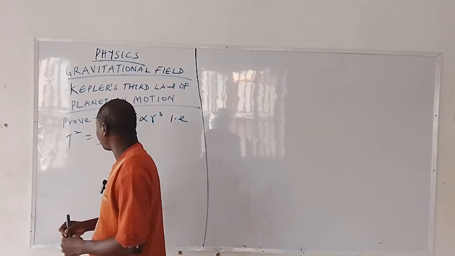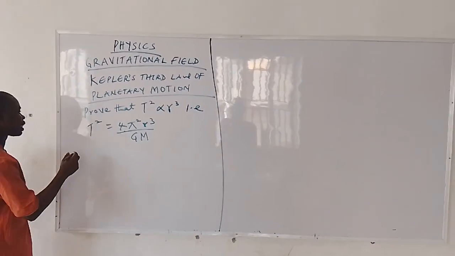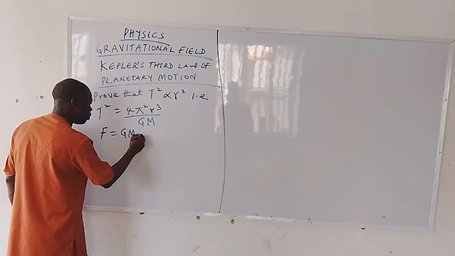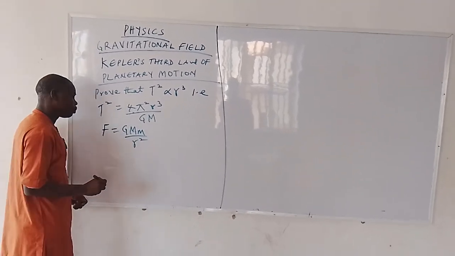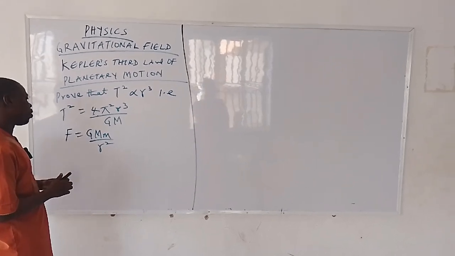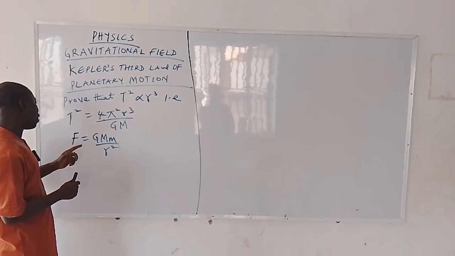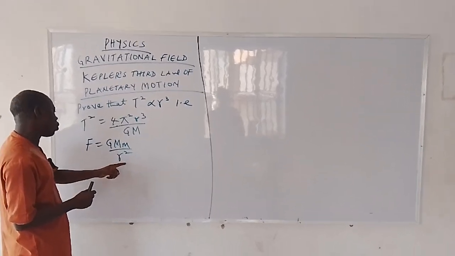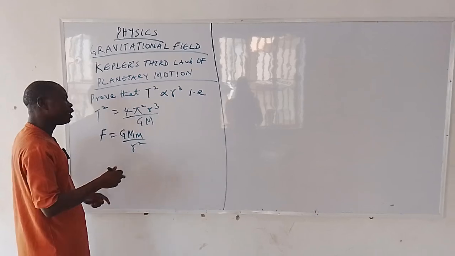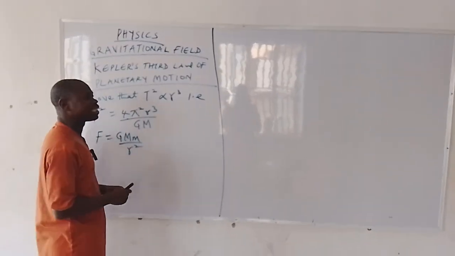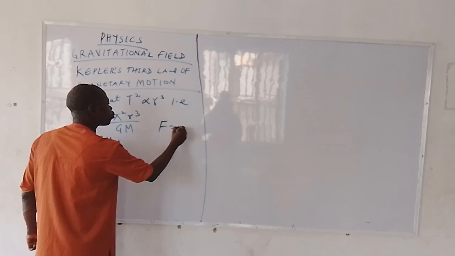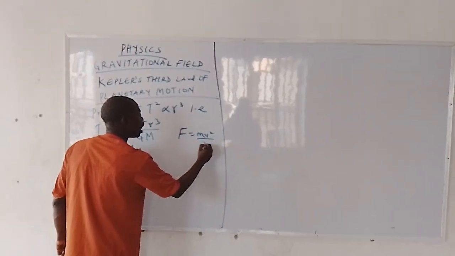So now let's prove. The first thing I'm going to establish is that F is equal to GMm over r squared. That is the relationship between the force and the masses. Whenever a planet is rotating or revolving around the sun, it possesses a centripetal force. Now, we all know that centripetal force F is equal to mv squared over r.